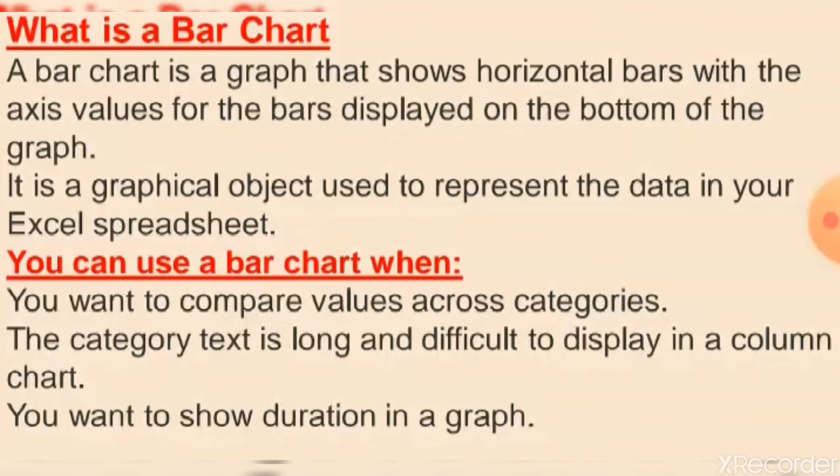Now I will explain where you can use a bar chart. When you want to compare values across categories. When the category text is long and difficult to display in a column chart, in this condition also you can use a bar chart. When you want to show duration in a graph, then also you can use a bar chart.